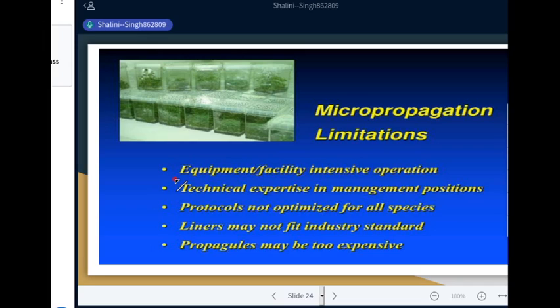One more thing that is a limitation to micropropagation is contamination. So when you are doing micropropagation, you have to maintain very strict aseptic conditions so that there is no chance of infection in your culture. Otherwise, many of the cultures can be destroyed by contamination issues.